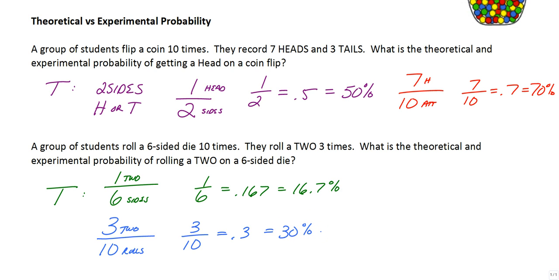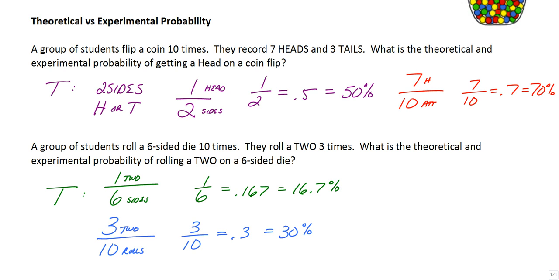Now again, just because this group rolled a 2 3 times doesn't mean it's always going to happen. You could have another group that doesn't roll a single 2. Does that mean the probability of rolling a 2 on a 6-sided die is 0? No, of course not. So experiment isn't always very accurate, and it's less and less accurate the smaller the number of times you do it.